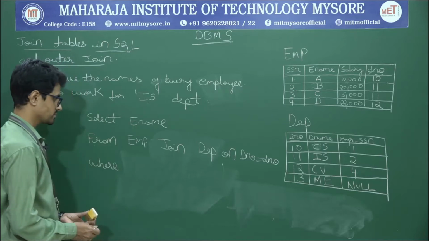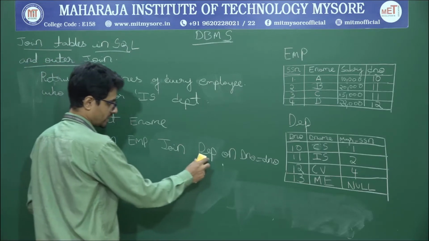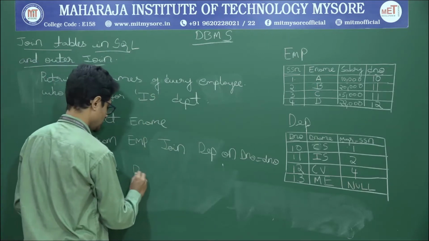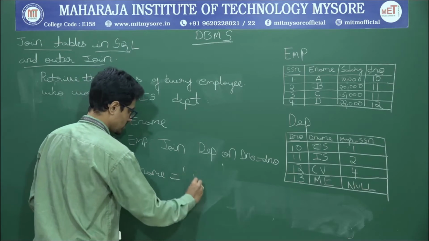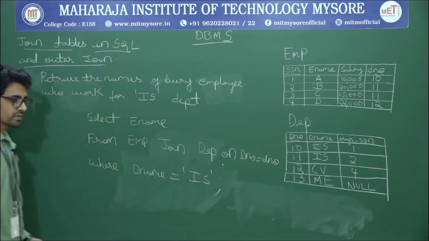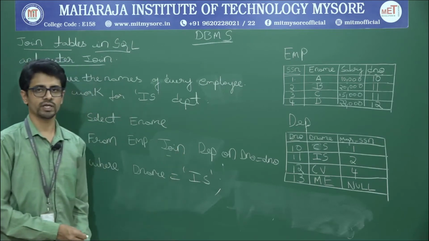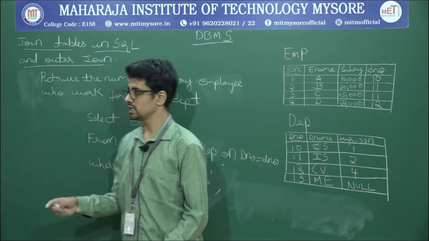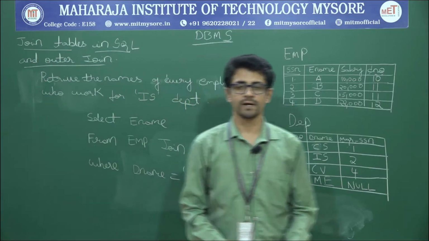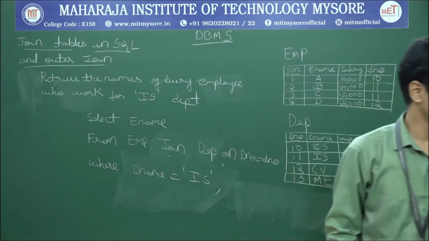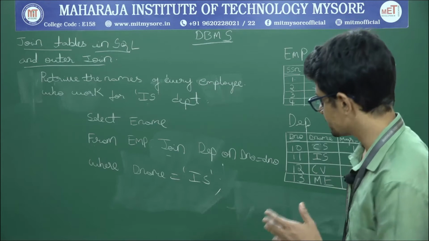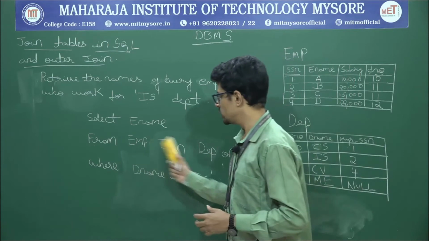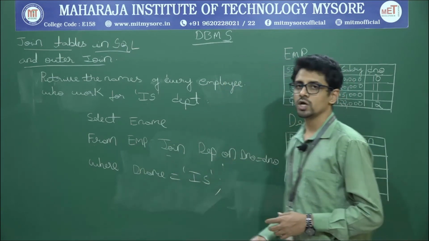Okay, so employee join department on department equal to department number. The next condition remains as it is, that is D name equal to IS. So this type of join is somewhat equal to the previous example of join in the where clause. This is what I wanted to convey in this topic of join tables: not only can we join the two tables using a where clause, we can also join in the from clause by using the join keyword between two different tables by giving an ON condition.